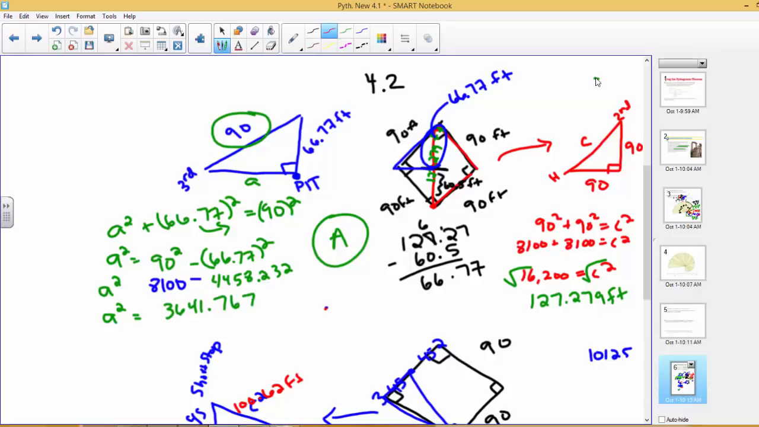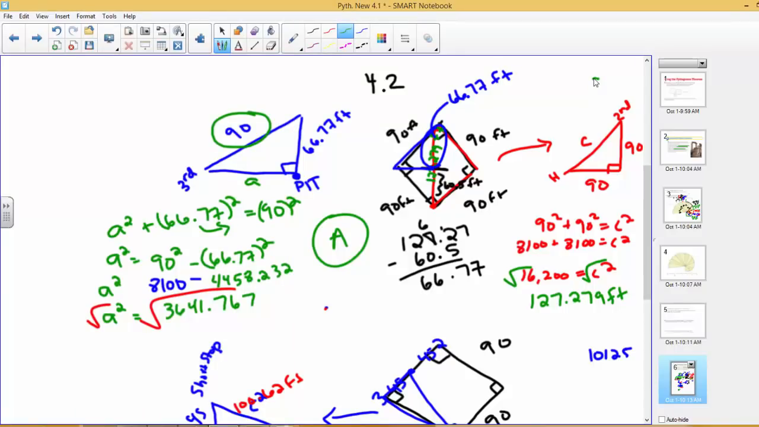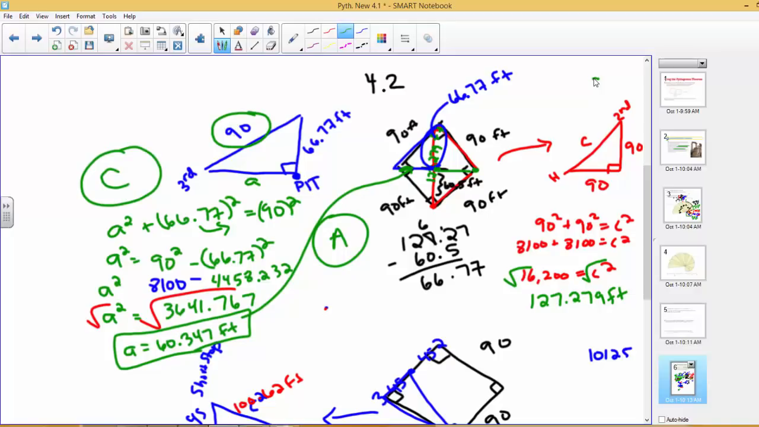And then you're going to take the square root of both sides. So then A would equal 60.347. So that would be the distance here as well as the distance here. So that's letter C on your paper.